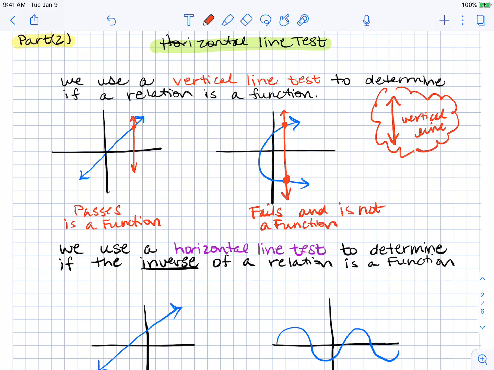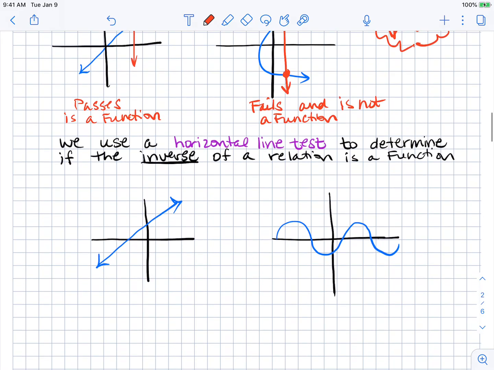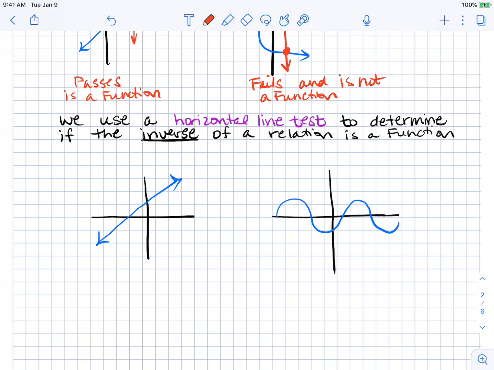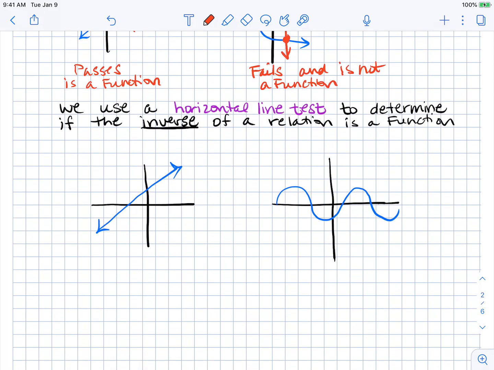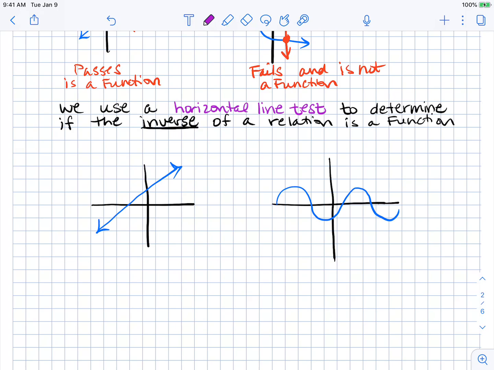We've done this before. When I'm trying to determine if an inverse exists, or if it is a function if I have an inverse, the way that I would do this is I would do a horizontal line test. So I'm going to change colors here and say, well, this is what a horizontal line looks like. I'm going to draw this down here. This is called a horizontal line.